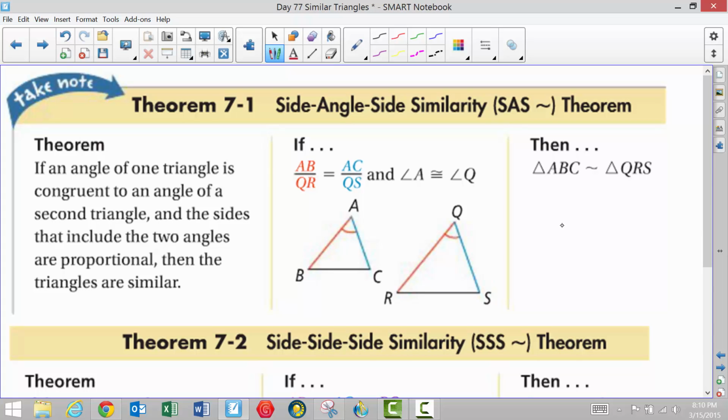You also have side-angle-side similarity. This states that if you have two equal side ratios with an included angle being congruent, the triangles are similar by side-angle-side.